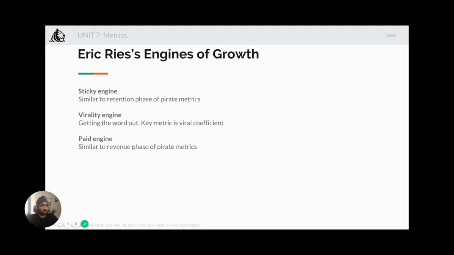And the third is paid engine. The third engine of growth is payment. It's usually a premature decision to turn this engine on before you know that your product is sticky and viral, right?